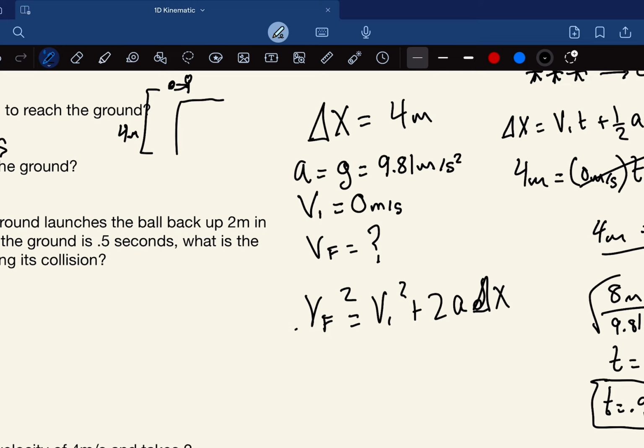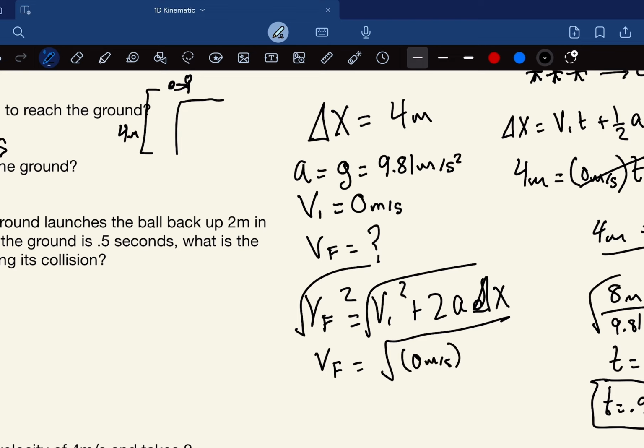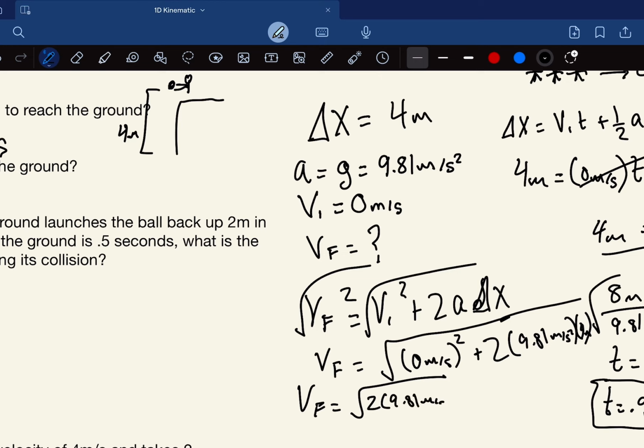So we could just take the square root before we even do anything, and we get v_f equals the square root of v_i squared, which is 0 meters per second squared, plus 2 times g, which is 9.81 meters per second squared, times delta x, which is 4 meters. Sorry, that is getting in the way a little bit there. So we get v_f equals radical 2 times 9.81 meters per second squared times 4 meters.